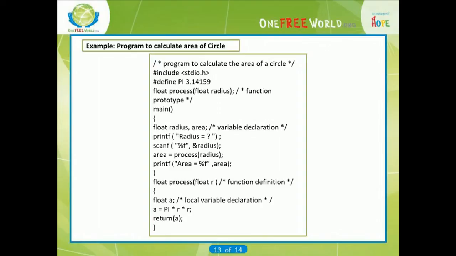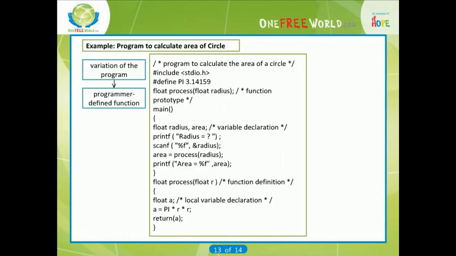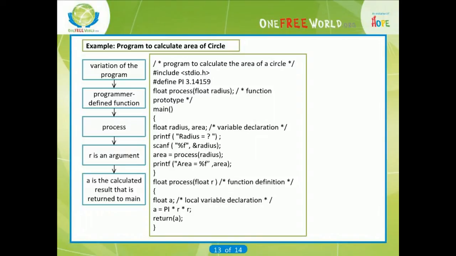Example, program to calculate area of circle. Here is a variation of the program given in the above example for calculating the area of a circle. This version utilizes a separate programmer-defined function called process to carry out the actual calculations, that is to process the data. Within this function, R is an argument, also called a parameter, that represents the value of the radius supplied to process from main, and A is the calculated result that is returned to main.